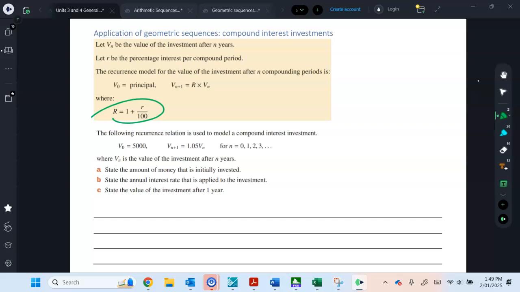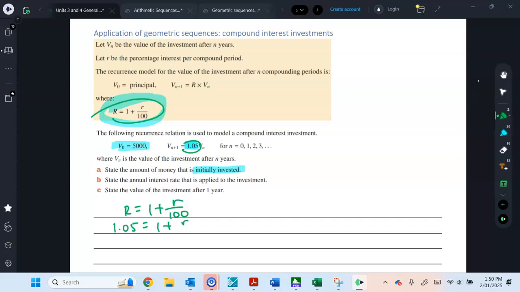Anyway, let's move on. The following recurrence relation is used to model an investment. We've got our initial value of $5,000, which is what question A is asking. Then, the annual interest rate that is applied. That is not this value here, that is your common ratio. Remember, your common ratio is calculated there, which I circled before. So we are solving for little r. This part here is your common ratio, 1.05.